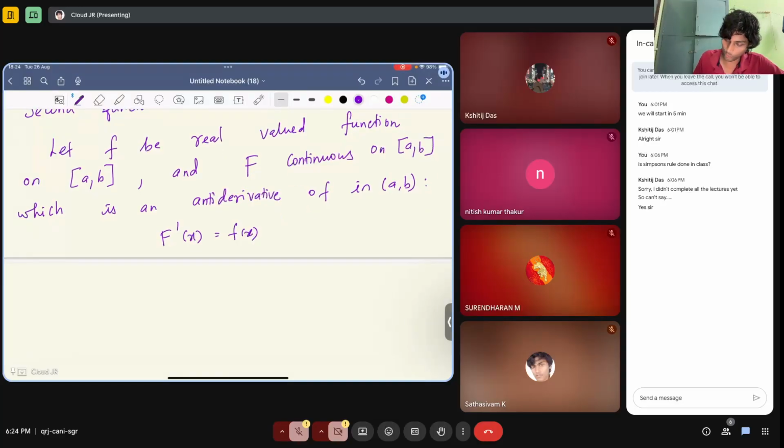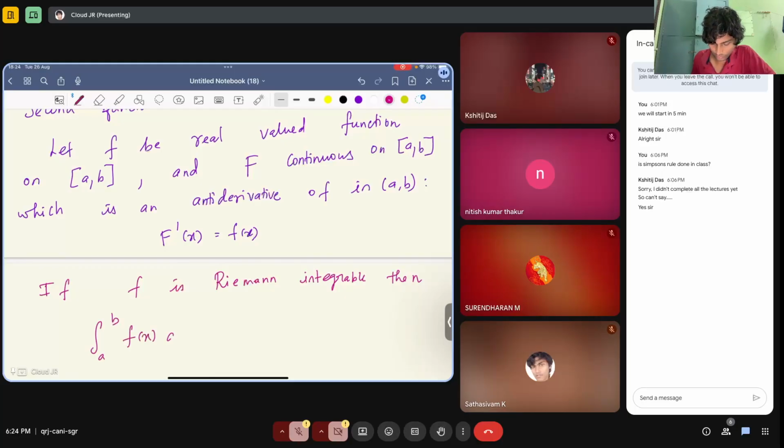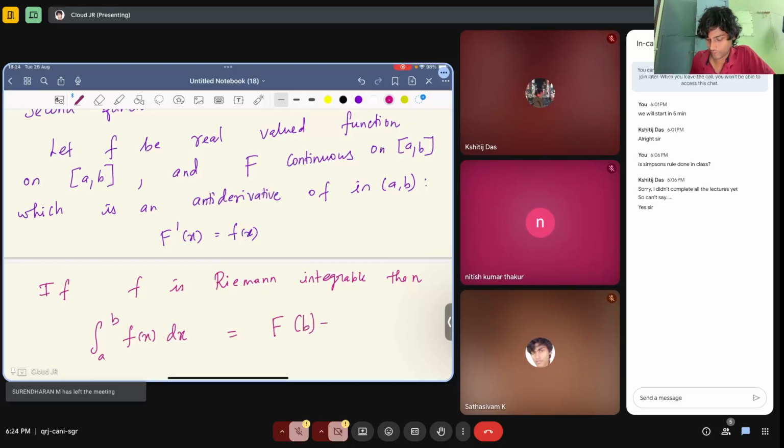So these are the conditions on the antiderivative. Now you also have a condition on the function f. If your function f is Riemann integrable, then what you have is the integral from a to b of f of x dx. This is nothing but F of b minus F of a. Sorry, capital F of a.